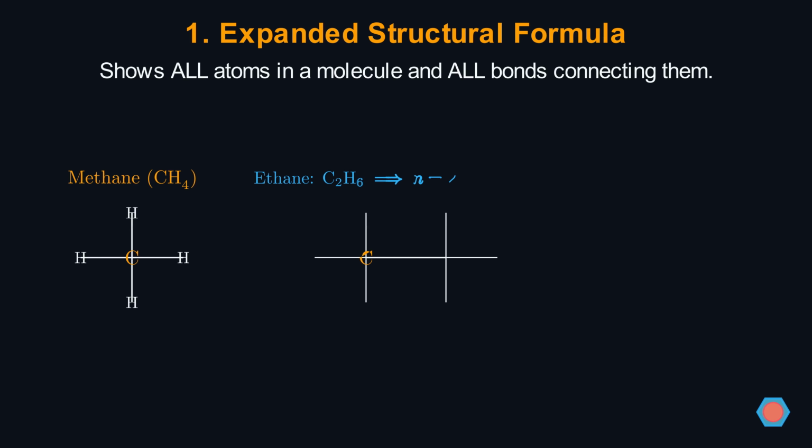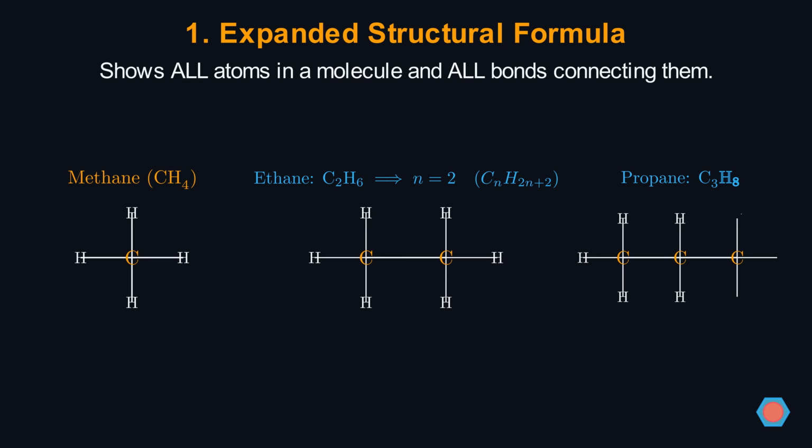Ethane is C2H6. Recall that the molecular formula of the acyclic alkanes is CnH2n+2. Ethane is the second member of the acyclic alkane group. So n equals 2, and thus the molecular formula for ethane is C2H6. This is its expanded structural formula. Propane is C3H8. Its expanded structural formula is with all the atoms expanded out.